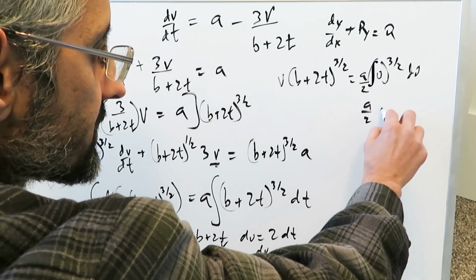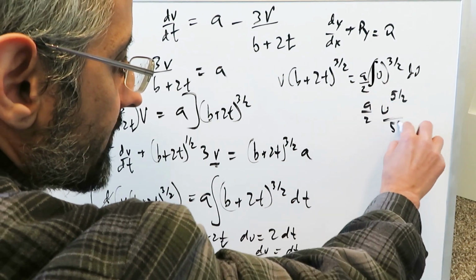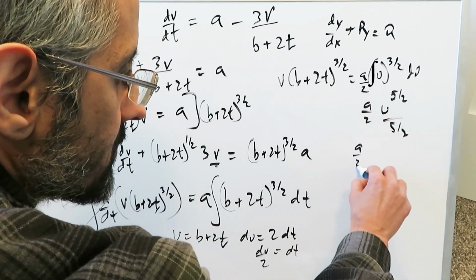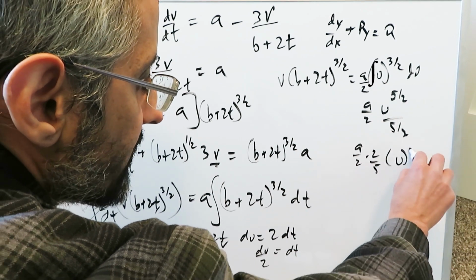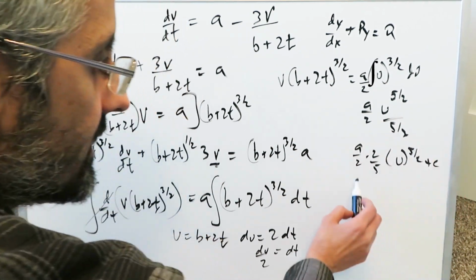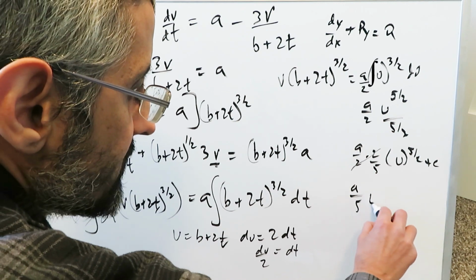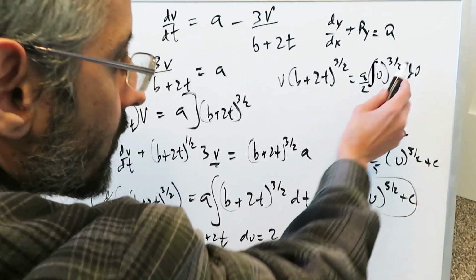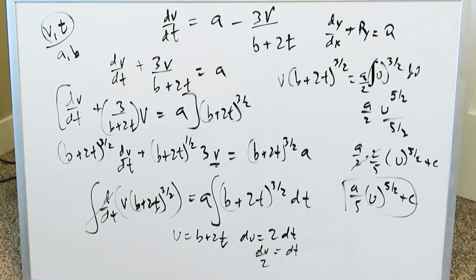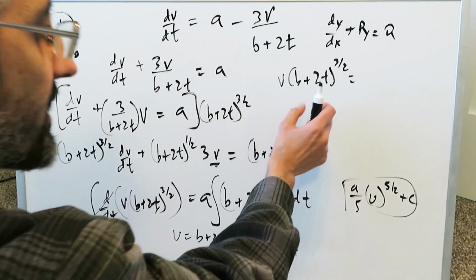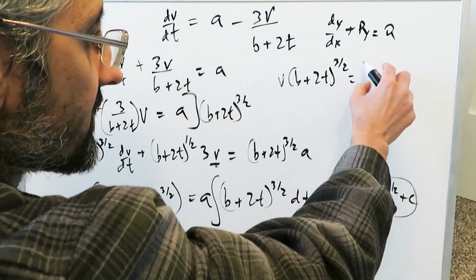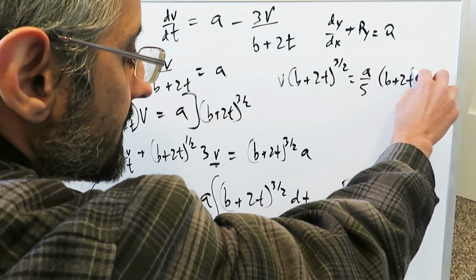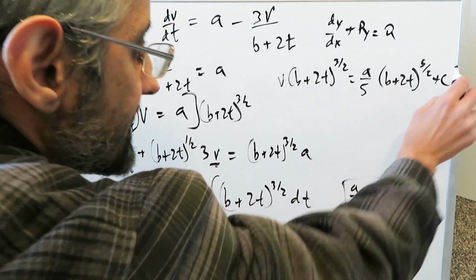When you do a over 2, you'll have u to the 5 over 2 over 5 over 2. n plus 1 divided by n plus 1. This 5 over 2 will flip. When it flips, you'll have a over 2 times 2 over 5 times u to the 5 over 2 plus c. The 2's will cancel out. You'll have a over 5 u to the 5 over 2 plus c. This I will add over here, and then we'll simplify everything down to the best answer. V parentheses b plus 2t to the power of 3 over 2 is equal to a over 5 u, which is now again b plus 2t to the power of 5 over 2 plus c.